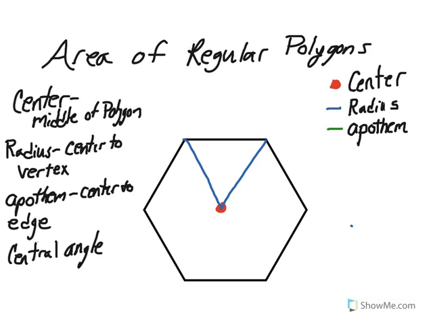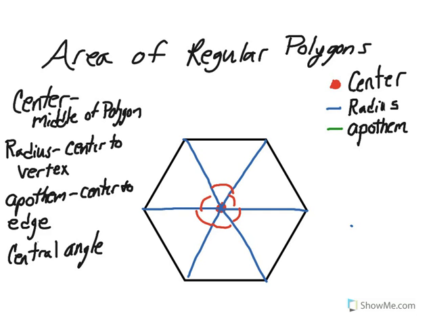The next thing we're going to look at is a central angle. That's formed from the center, and it is made up of 2 radii, one coming from the center and going to the left, one coming from the center and going to the right, and each touching a vertex. That angle formed is called a central angle. Again, there are 6 of them going around the regular polygon.